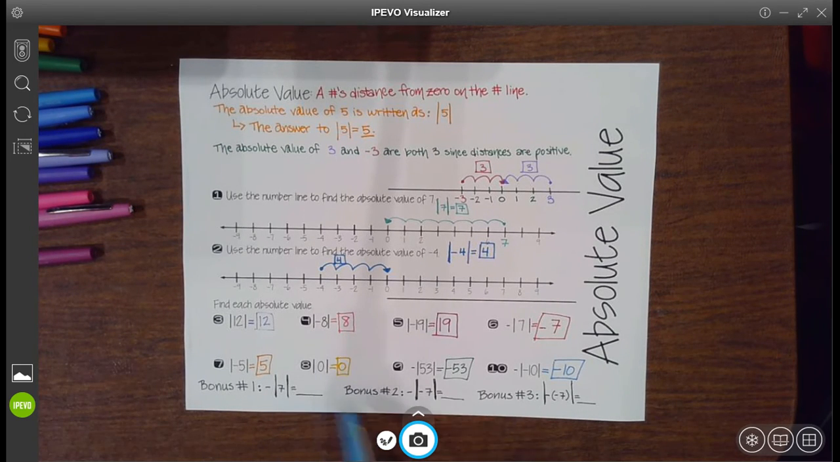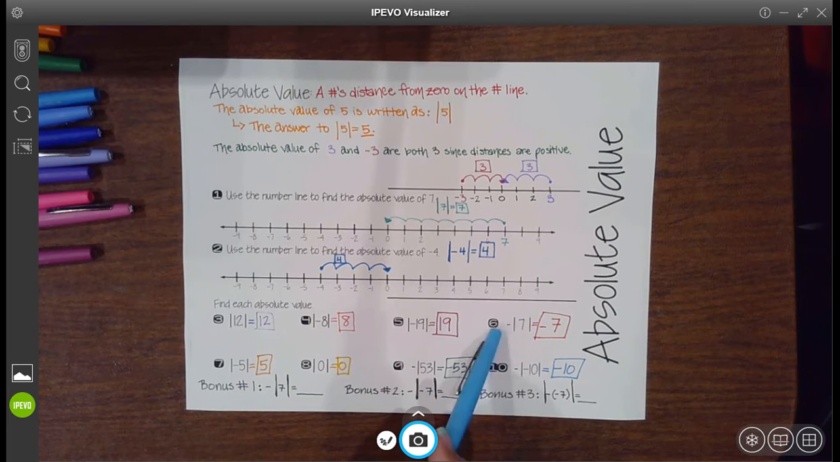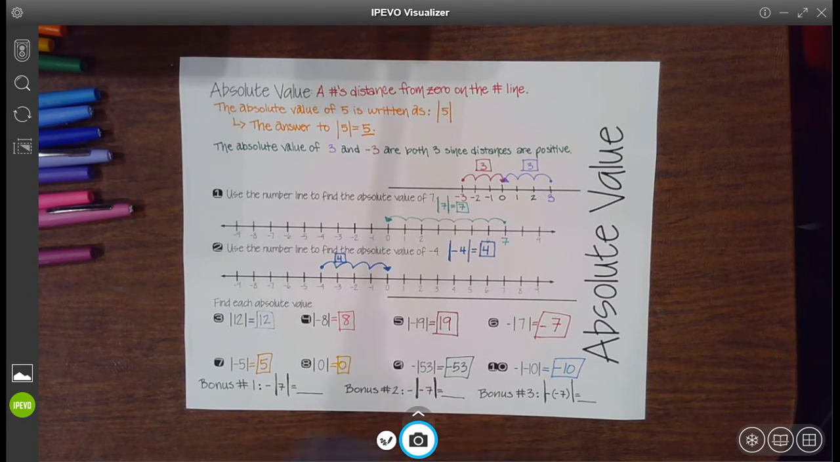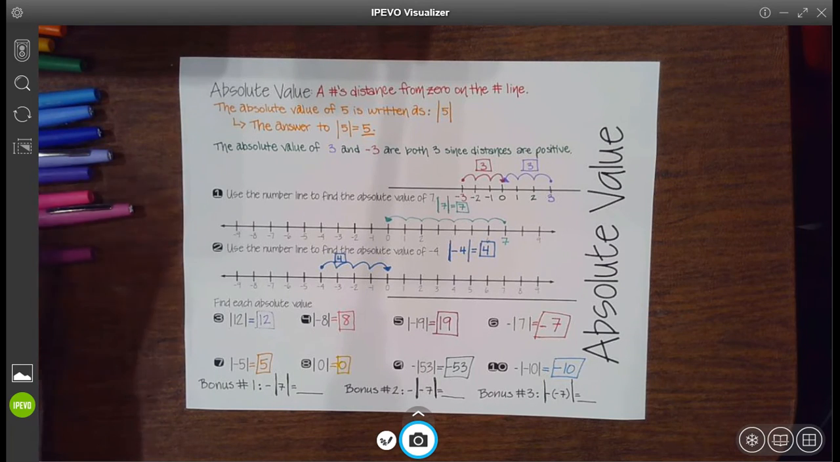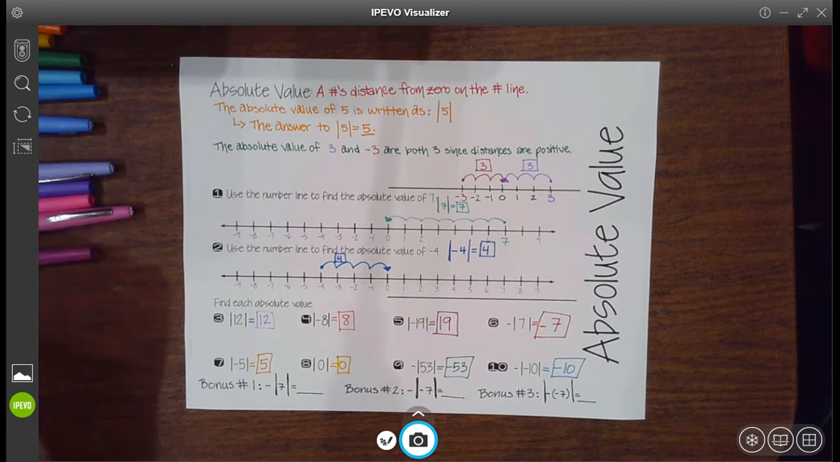What do you notice about all of these? When was the only time that it ended in a negative answer? When there was a negative out in front. So see how here, here, and here are the only ones that ended as negatives, and there was a negative out in front of the absolute value signs. Okay, so see if you can do these bonus ones then, based upon that information.